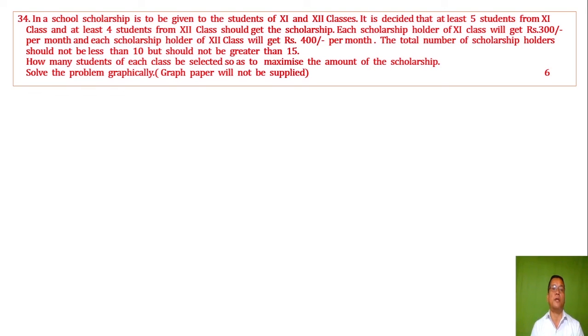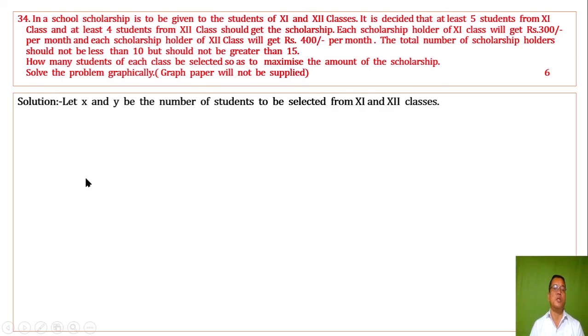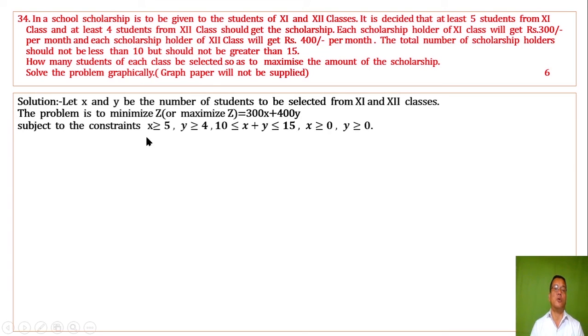Solve the problem graphically. Graph paper will not be supplied. 6 marks. Let x and y be the number of students to be selected from 11 and 12 classes. The problem is to maximize z equal to 300x plus 400y, subject to the constraints: x should be greater than or equal to 5, y should be greater than or equal to 4, and x plus y should lie between 10 and 15. x and y cannot be negative, they should be greater than or equal to 0.